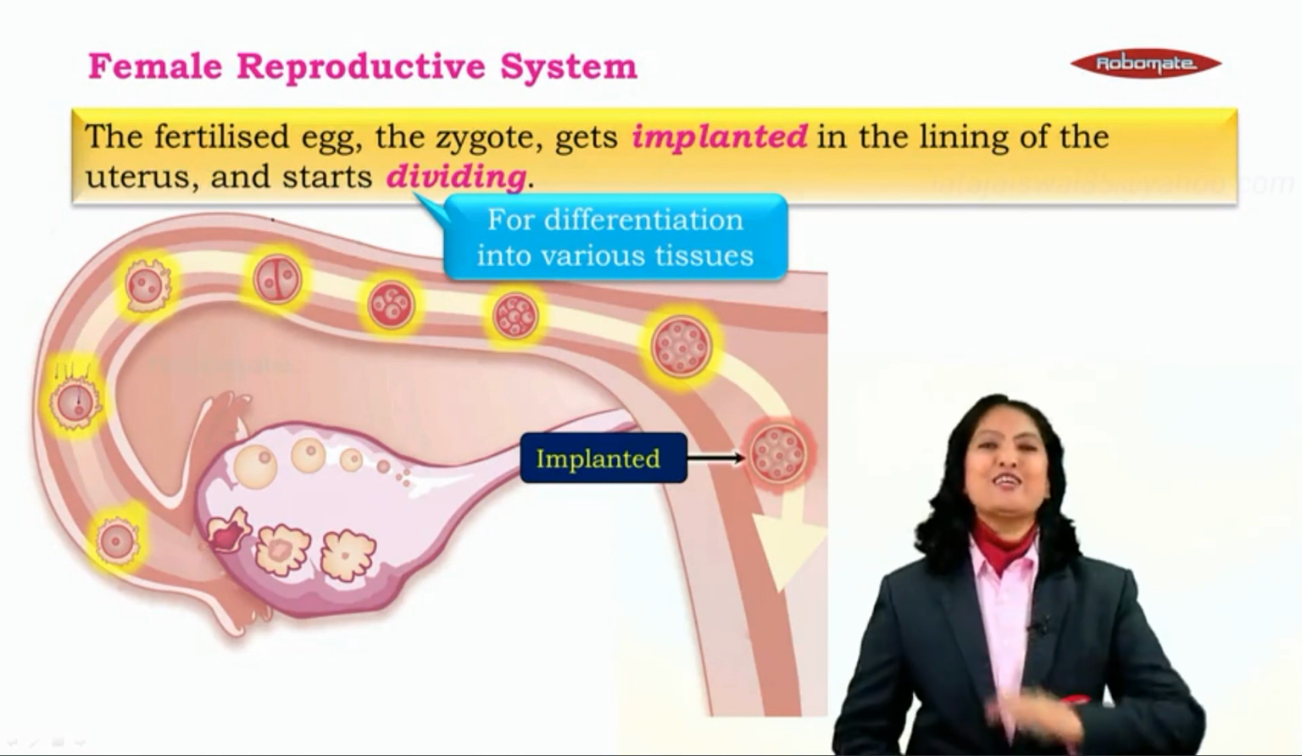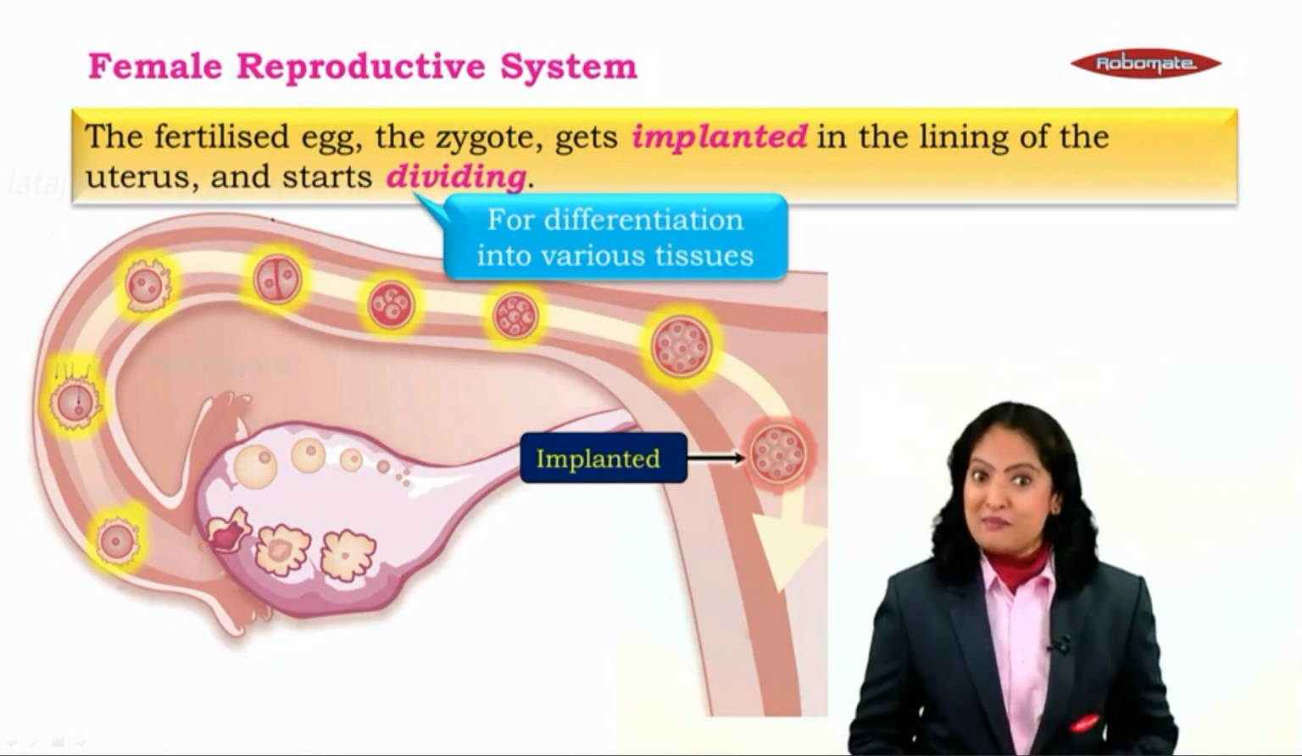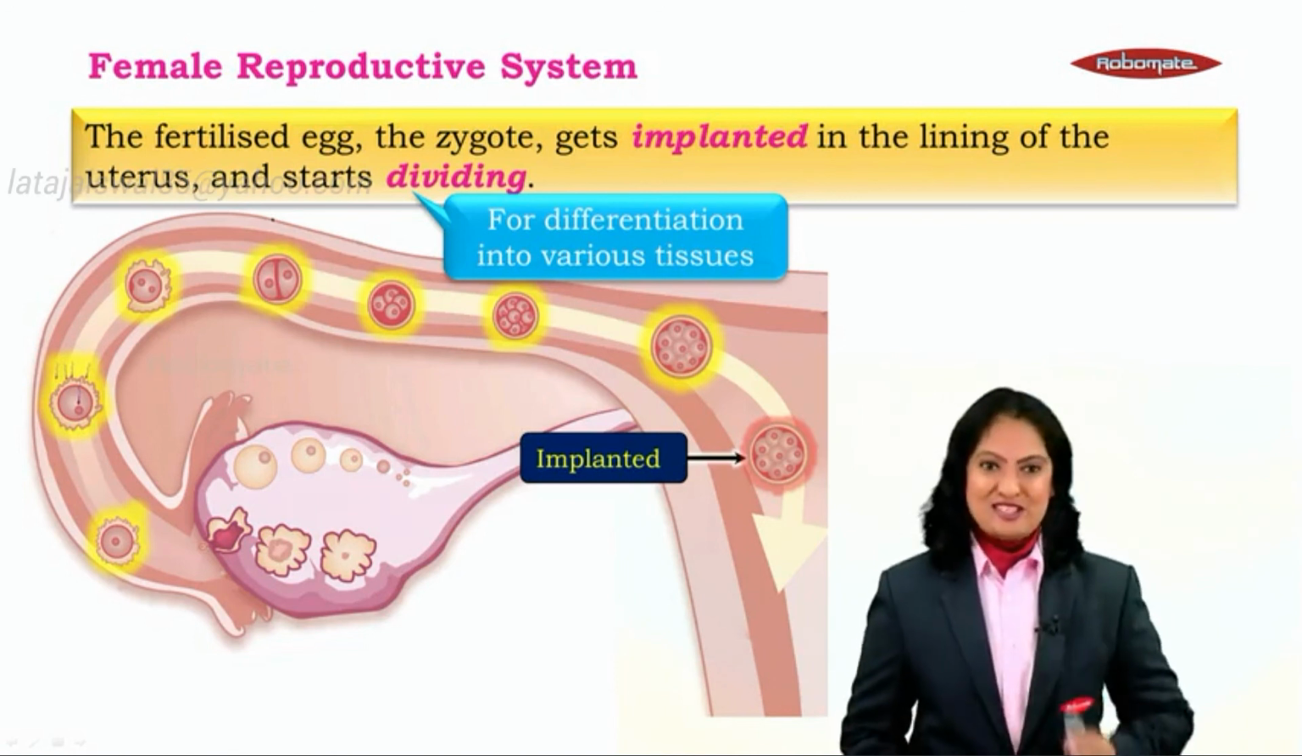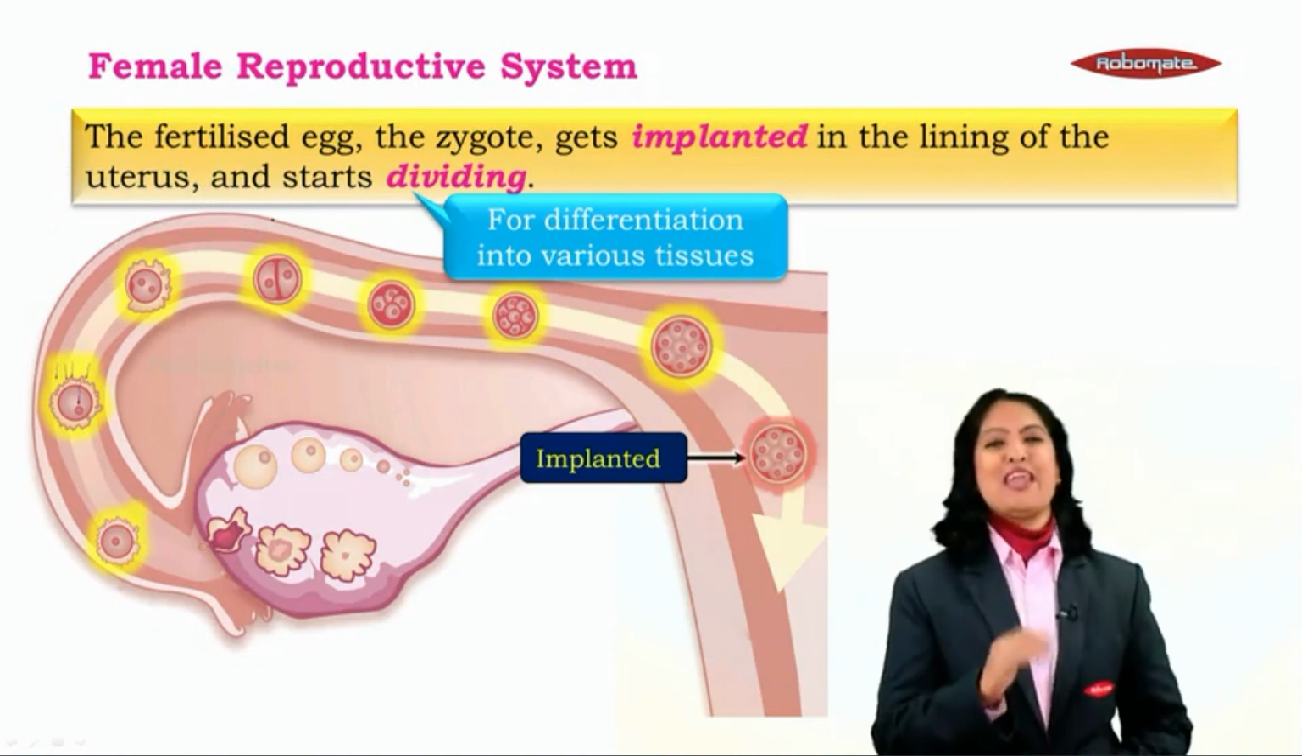So here it is, we complete the structure of the female reproductive system and the process of implantation, and also we end the module.